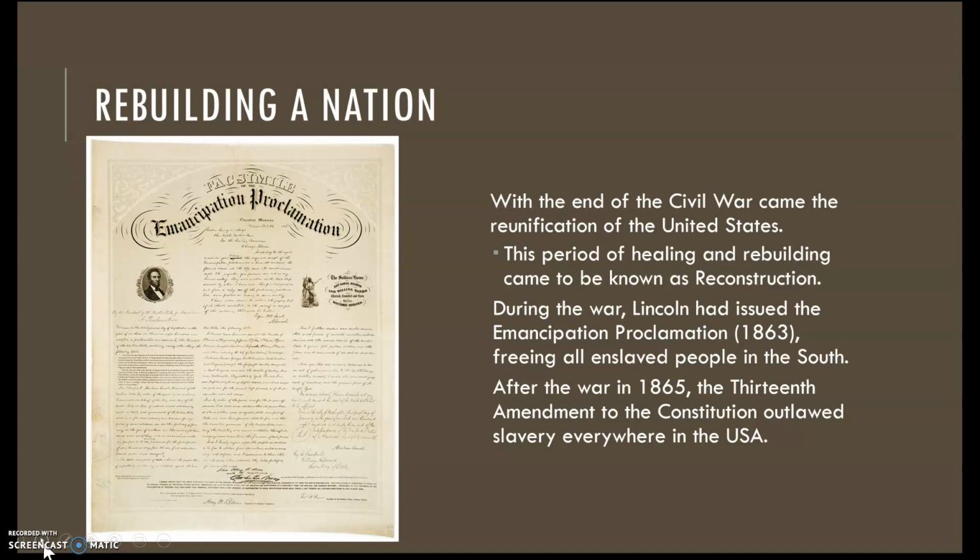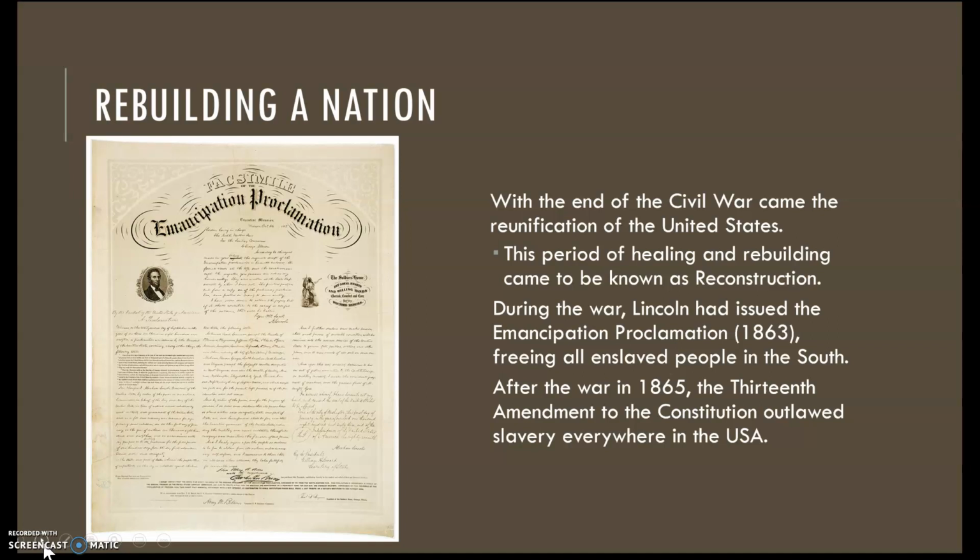Now, the Reconstruction era, if you ever study this in history, that's what it'll be called, is a very turbulent time. If you've ever experienced turbulence in an airplane, you know that the plane shakes around and it doesn't feel like you're going to live for a hot second. That more or less describes America in a nutshell during this period.